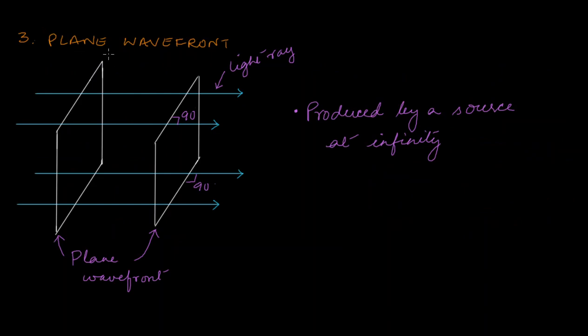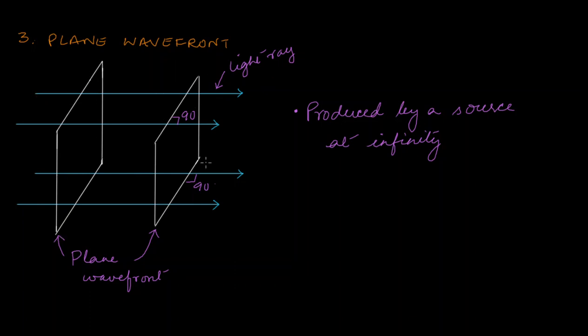Finally, we have the third type of wavefront, which is the plane wavefront. Plane wavefront is produced by a source at infinity. And we know that whenever a source is at infinity, what kind of light rays will it produce? It will produce parallel light rays. So you can see here these light rays are parallel. And what kind of wavefront are you getting? You're getting a plane wavefront.